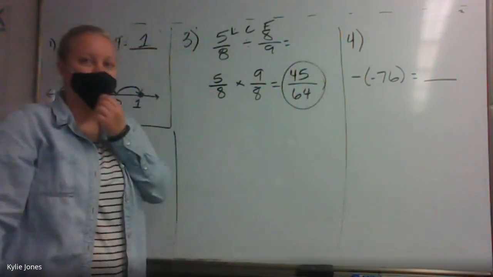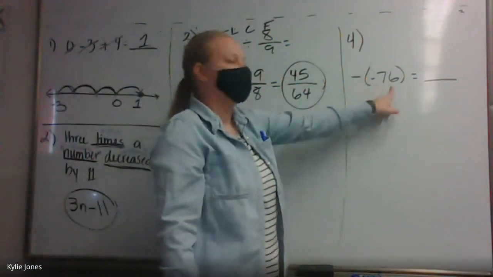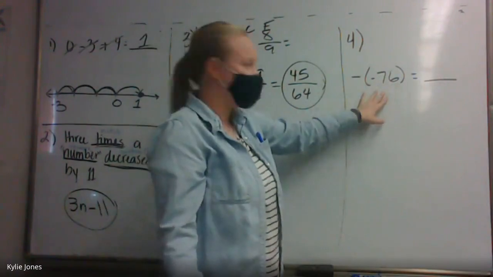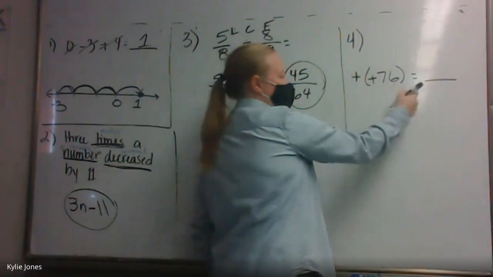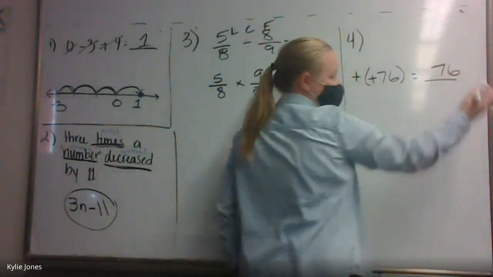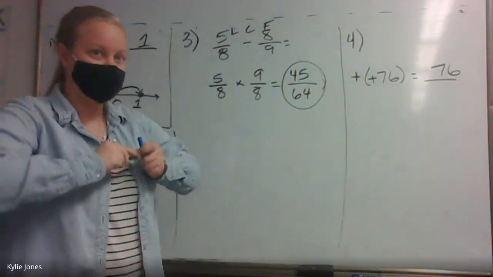All right. And finally, negative 76. If I take a negative and a negative, what happens to them? They cancel and become positive. So what does my negative 76 become? Just stay positive. 76. Good.